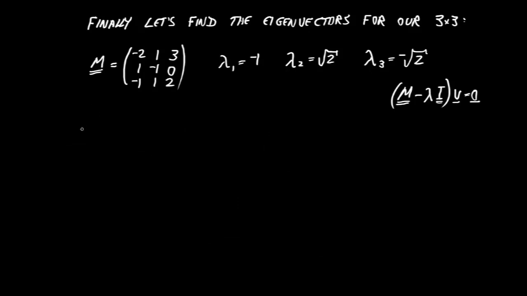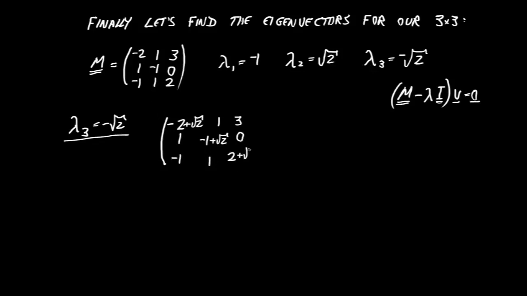So now our only remaining task is to look at the third eigenvalue, which was negative root 2, and find a compatible eigenvector for that one. So as always, what we need to do is take the vector m and subtract the lambda value we found off down the diagonal. And because we're subtracting a minus number, we can just add it instead, of course. So that will be minus 2 plus root 2, and then 1, and then 3, and then 1, and minus 1 plus root 2, and 0, and minus 1, and 1, and 2 plus root 2. And that matrix, when multiplied by our unknown eigenvector xyz, will give us 0, 0, 0.